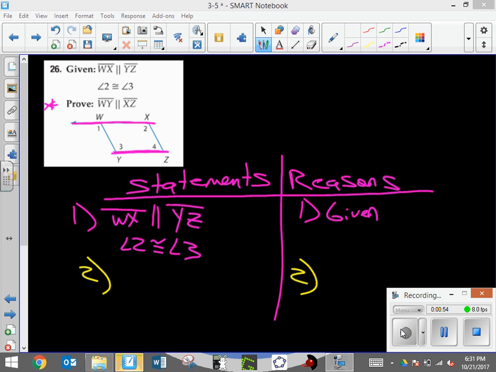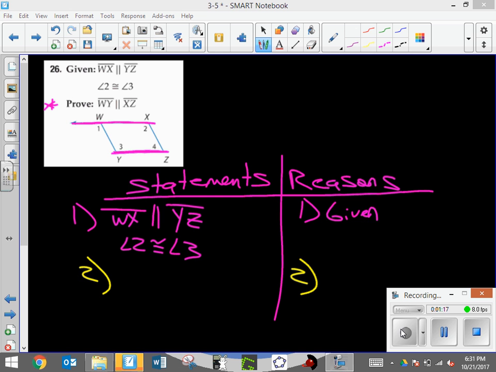There are 2 ways to do this proof. I'm going to use alternate interior angles to do this. What you guys might want to try and do is work through this proof again using consecutive interior angles, just to give you another shot or another idea of how to do this proof. So there's more than one way to do this and get to the final result.